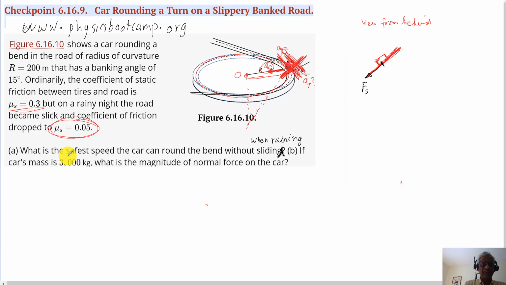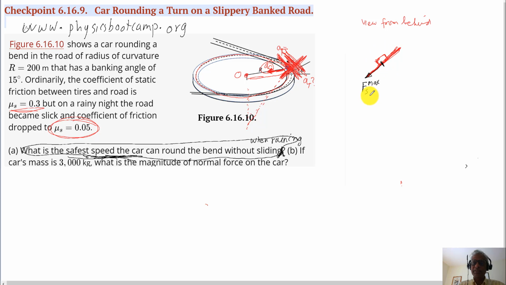And it says, what is the safest speed for the bend without sliding? Because we want the speed that we will be able to use at some constant speed, we want it to be the maximum static friction that the road can provide. Okay, and we don't want to exceed that. That's why we'll get the safest speed.